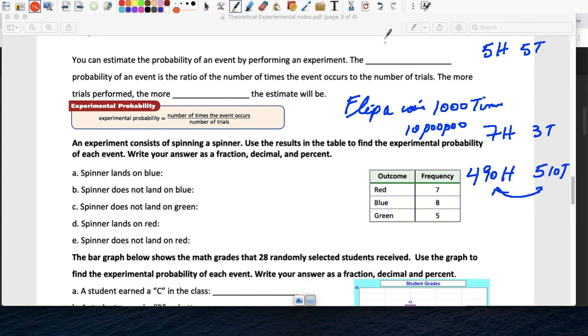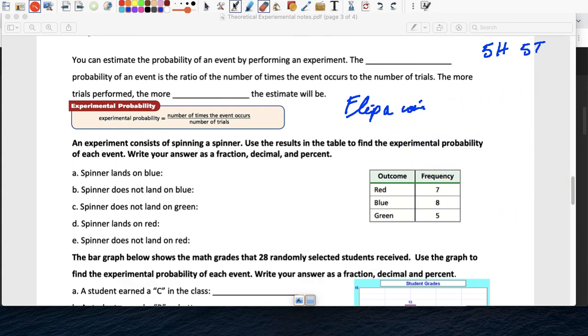Okay, so the more you do it, right? If you do it only 5 times, and let me give you an example here. If you only flip the coin 5 times, I mean, it's very possible you can get heads, heads, heads, heads, and heads. And there goes your 50-50, your 50-50 theoretical that you were expecting, right?